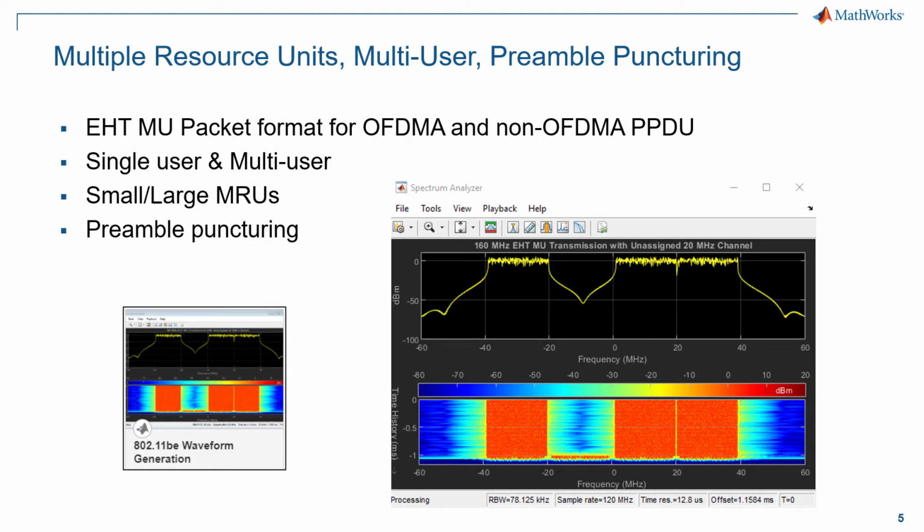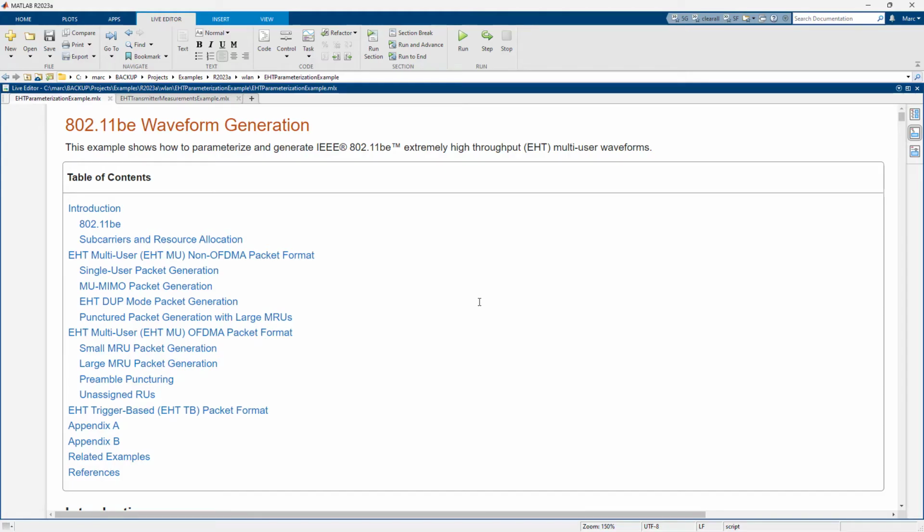Increased bandwidth and higher order modulation are but two aspects of the exciting new features in the 802.11be standard. Improvements in resource allocation such as multiple resource units and additional flexibility in channel puncturing are also of great interest. And they are shown in detail in the waveform generation example that ships with Wireless LAN Toolbox. Here's a look at this example in MATLAB.